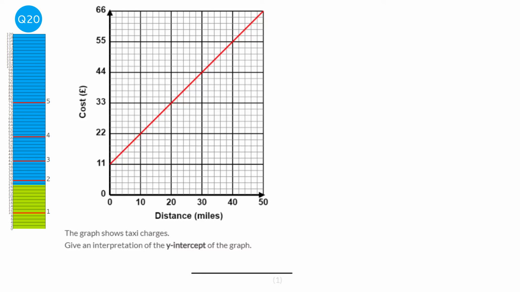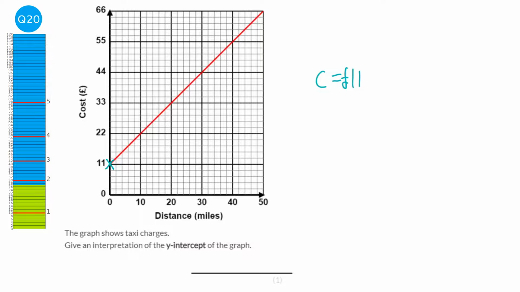We've got to first of all find out what the y-intercept is. And the y-intercept is just where our line hits the y-axis. So the y-intercept, which we sometimes can call C, is 11. Now, what's that 11? What units is it? Well, it's 11 pounds because our y-axis is in pounds. But what does that mean for the taxi company?